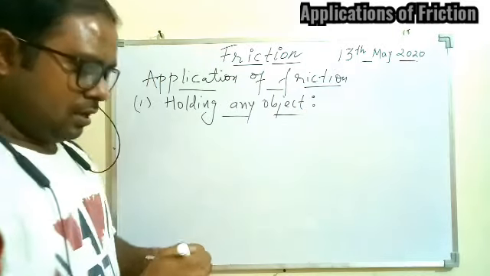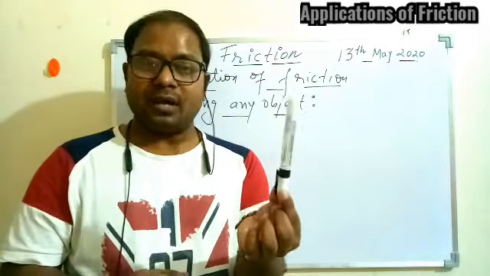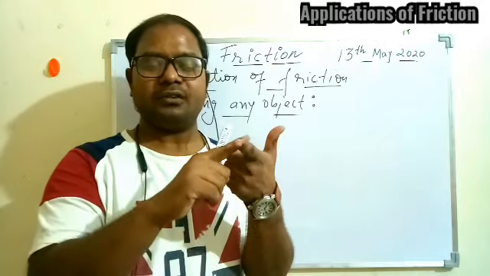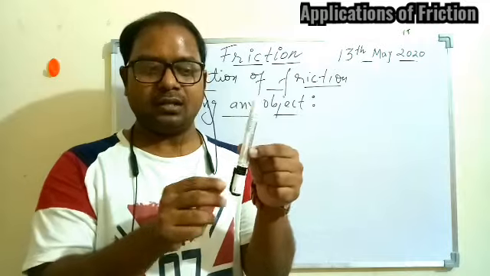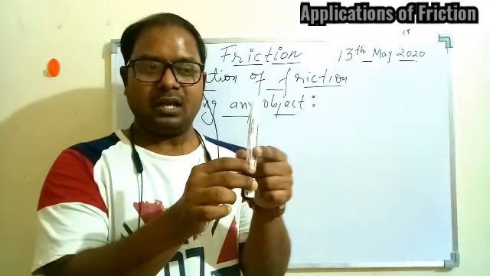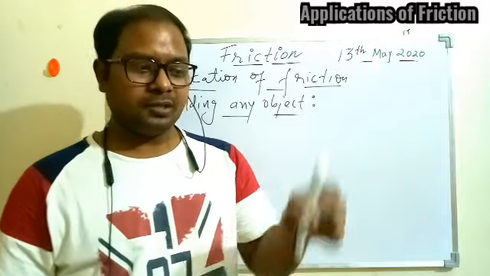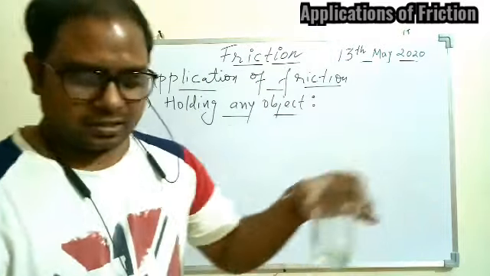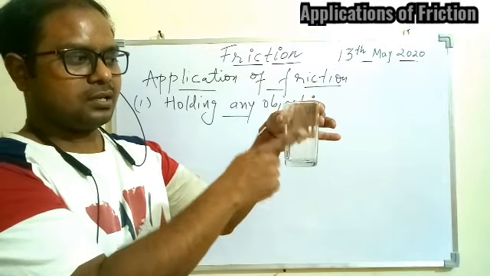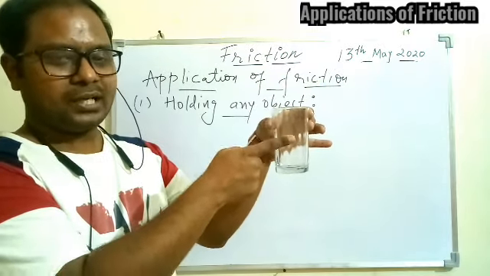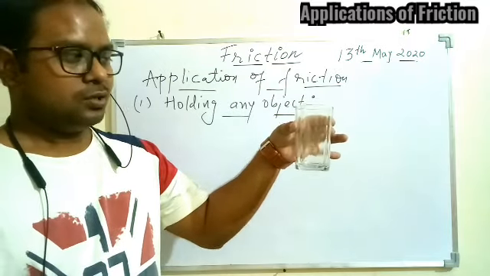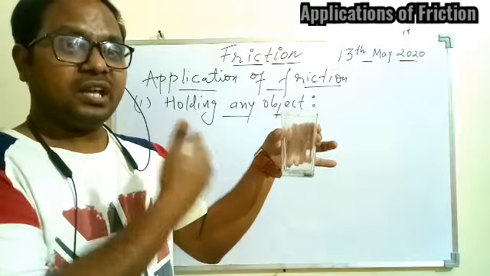So if I am holding this marker, it is just because of the interlocking between my finger and the marker. So overall between my finger and this marker also there is friction. That is why I am able to hold it. Same, if you take the example here, I am holding the glass. Why? Because between the glass surface and my finger there is interlocking taking place, and that's why I am able to hold it. So friction is helping you to hold anything.